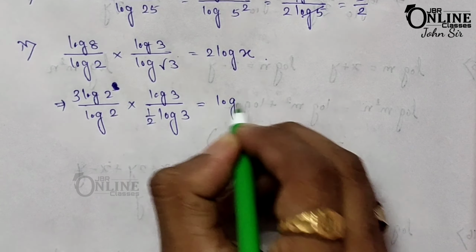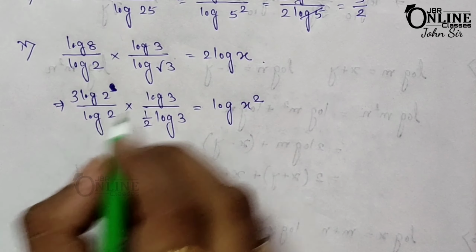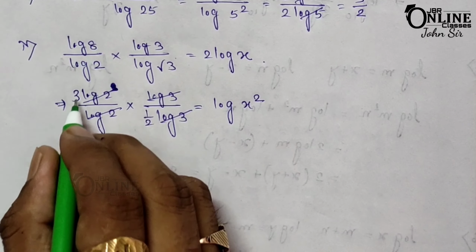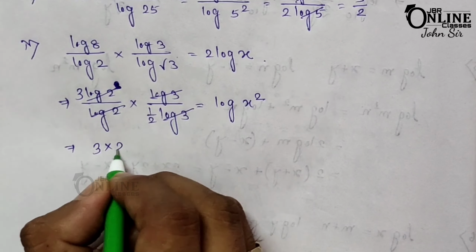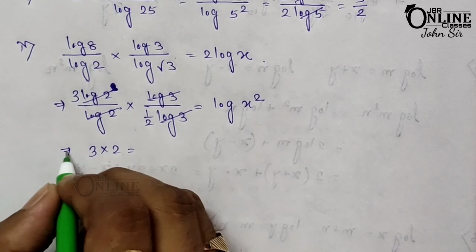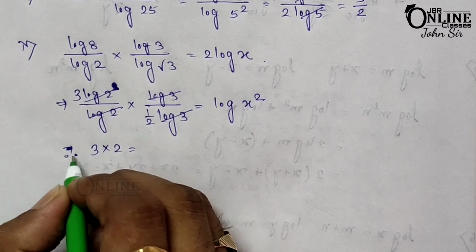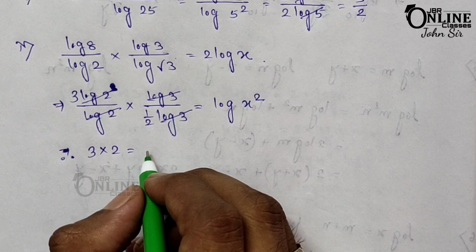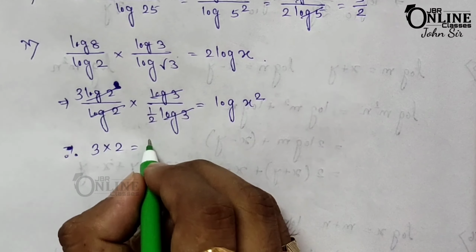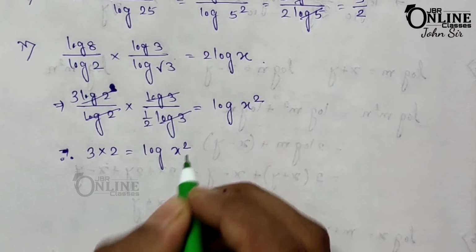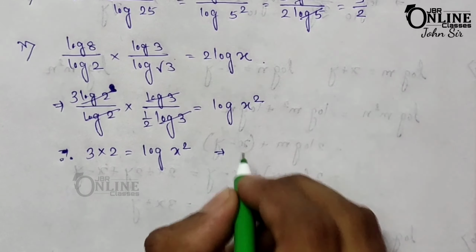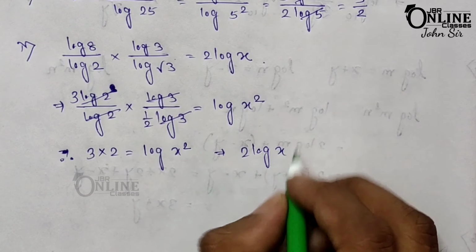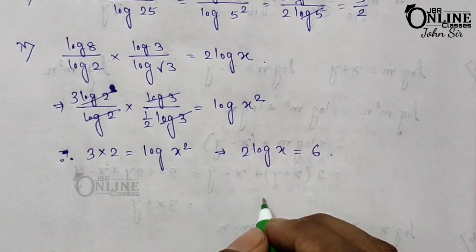And here log x square. So log 2 cancels out, log 3 cancels out. So it will be 3 by half, that means 3 into 2. So 3 into 2, therefore 3 into 2 equals log x square. Log x square means 2 log x, equal to 6.